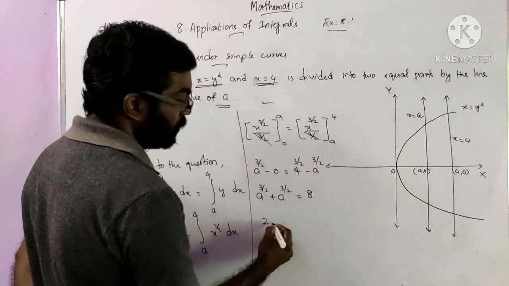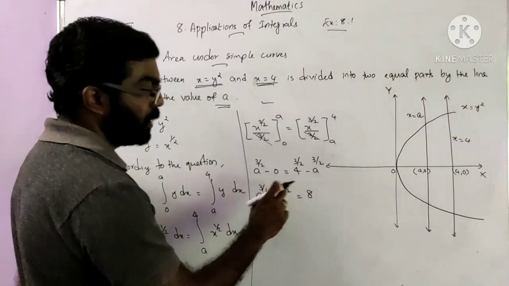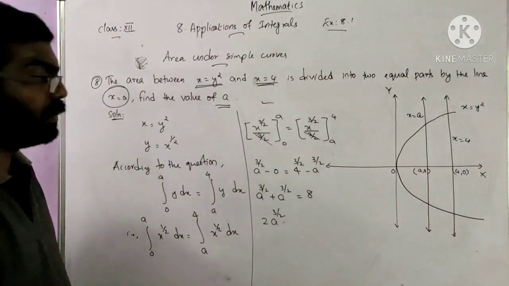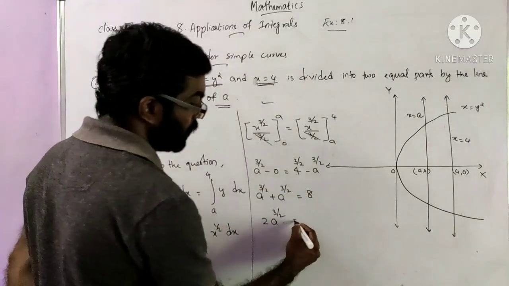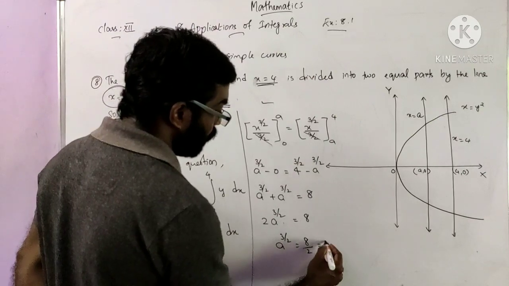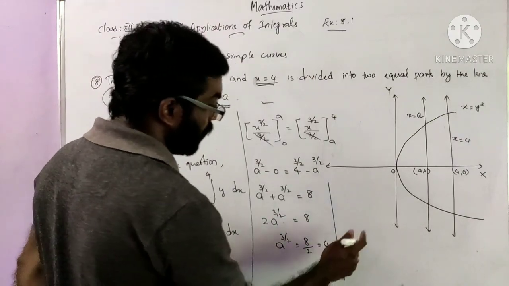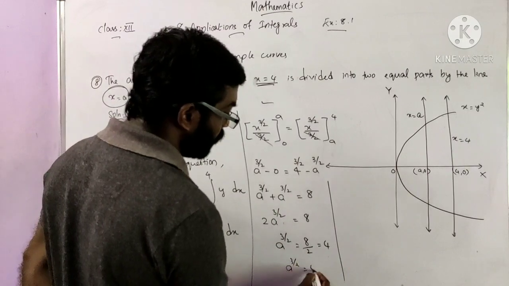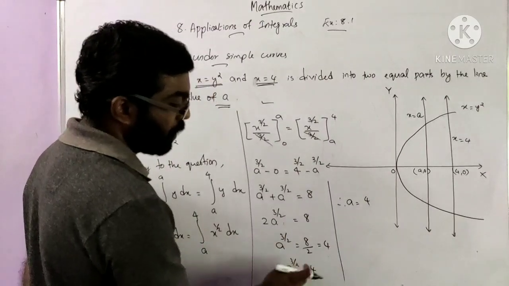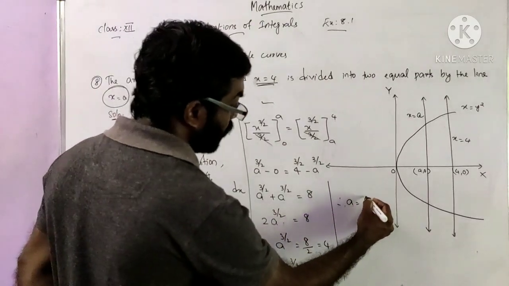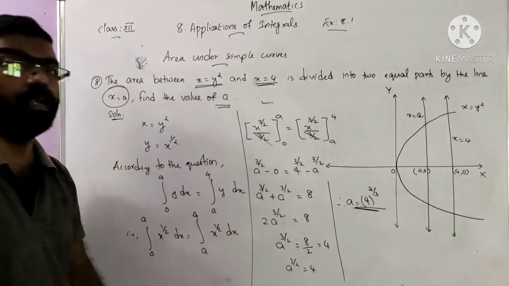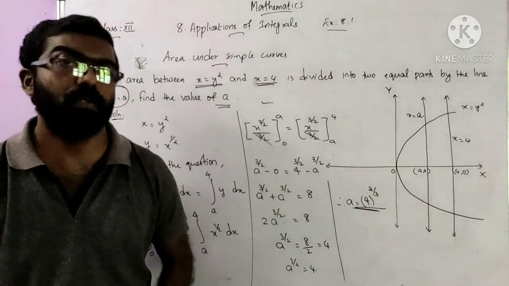This we can write 2 times a raised to 3 by 2. A raised to 3 by 2 plus a raised to 3 by 2, like x plus x, we write 2x. Similarly, we can write 2 a raised to 3 by 2 which is equal to 8. Or a raised to 3 by 2 equal to 8 by 2, we get 4. A raised to 3 by 2 equal to 4 implies a is equal to 4 raised to the reciprocal of this fraction, 2 by 3. So our answer is 4 raised to 2 by 3. The value of a is 4 raised to 2 by 3.